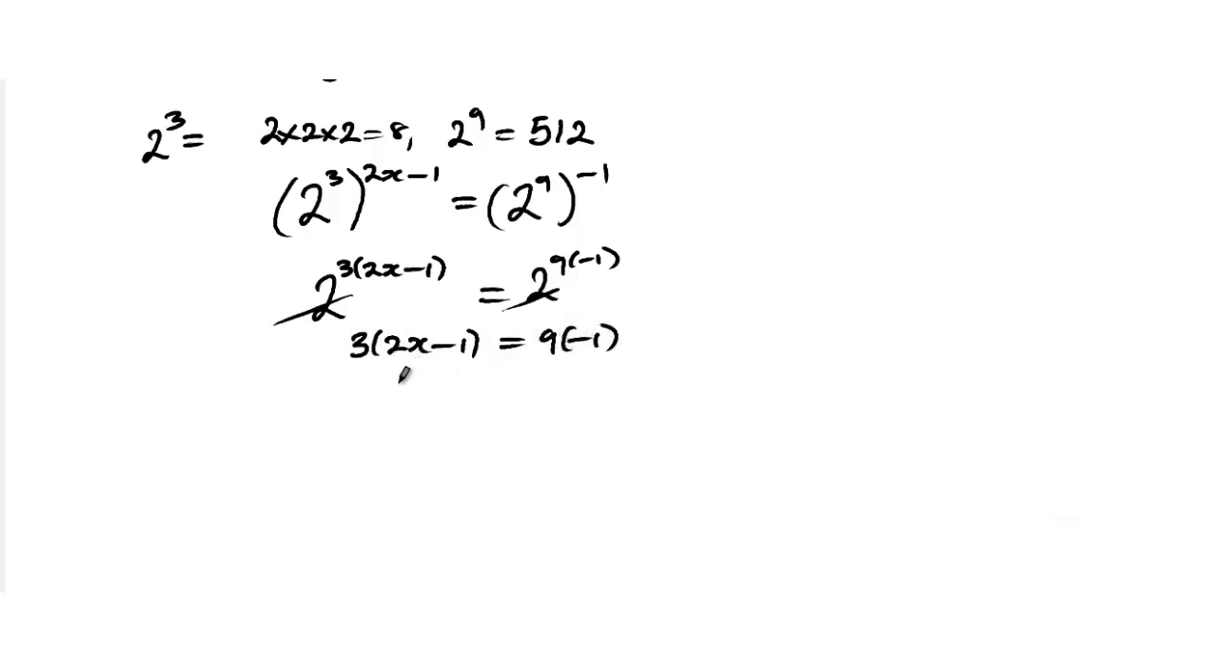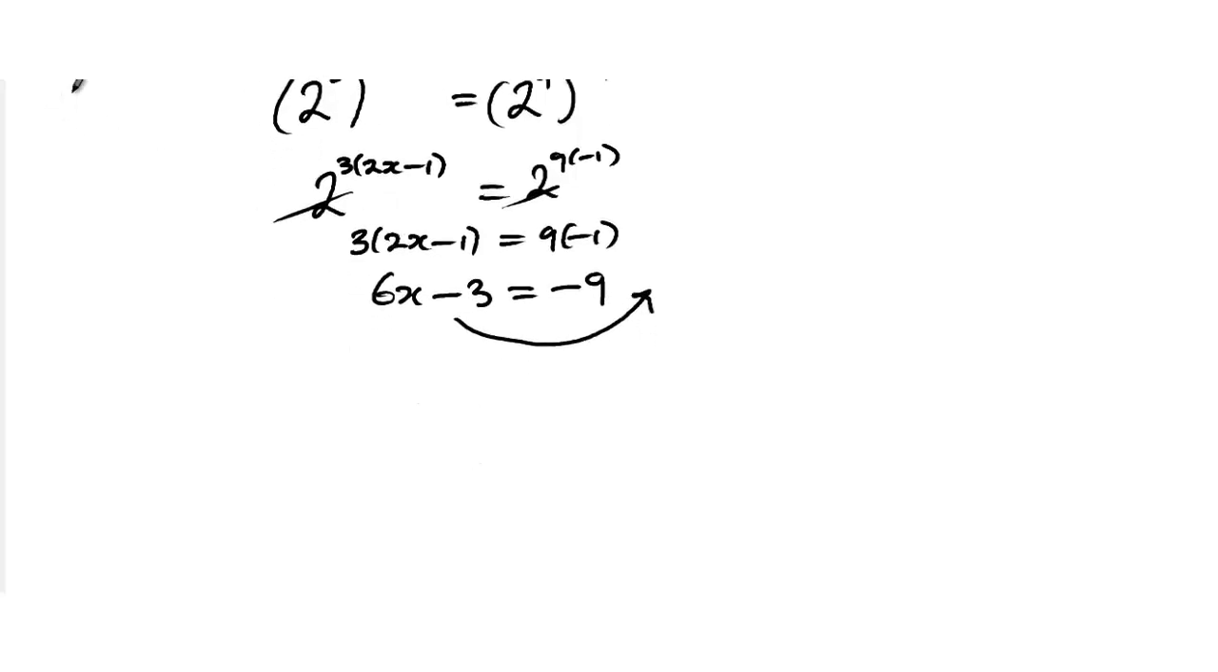So 3 times 2x is 6x. 3 times minus 1 is minus 3, which is equal to 9 times minus 1, that is minus 9. So we collect like terms. This is minus 3; if it's coming here, it will become plus. I think I've said it several times that whenever a number is crossing the equality sign, the sign will change. So 6x is equal to minus 9 plus 3, that is minus 6.